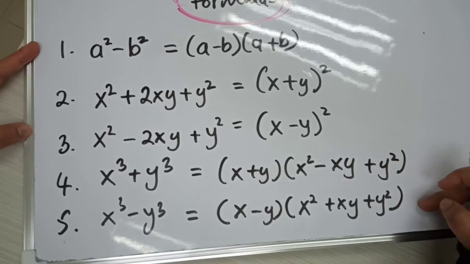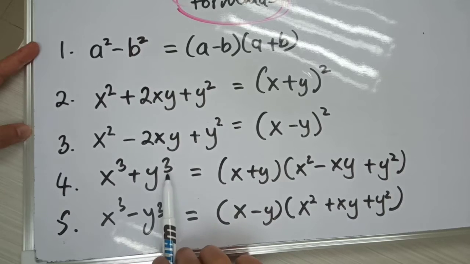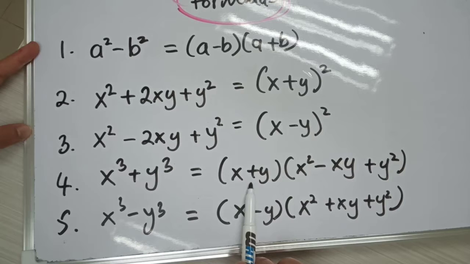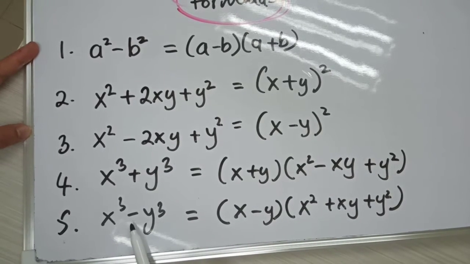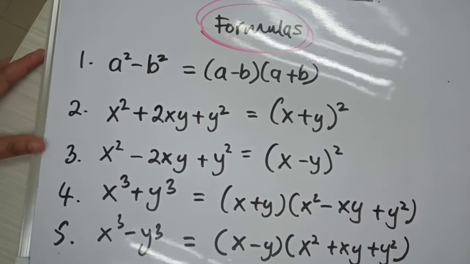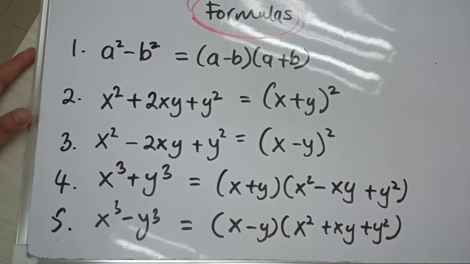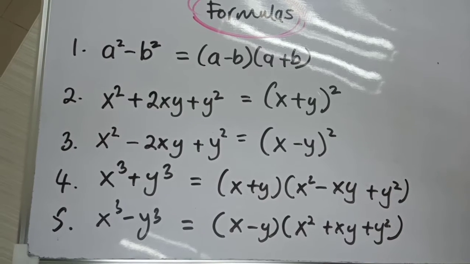For me, if you want to remember, let's say we have x cube plus y cube. For the first bracket, I always remember it is positive, but it contains a negative in the next bracket. For x cube minus y cube, the first bracket has the negative, but all will be positive signs in the second bracket. So I hope you remember. We call these the formulas for factoring. Then next I will show you more examples.